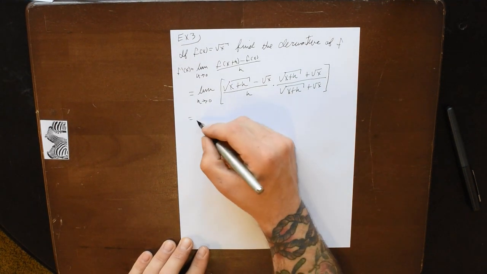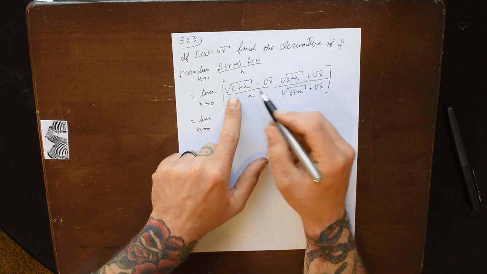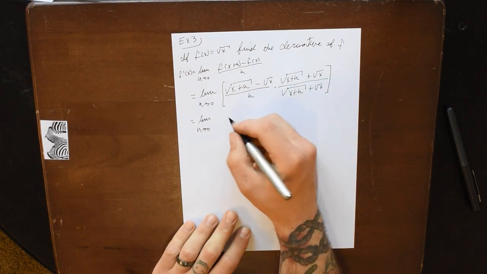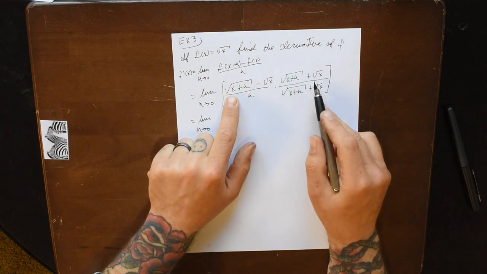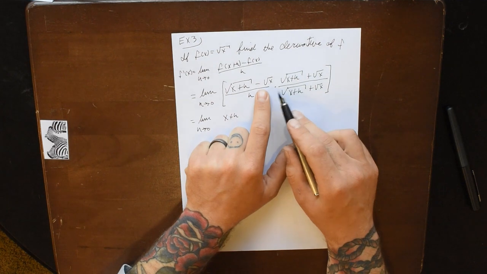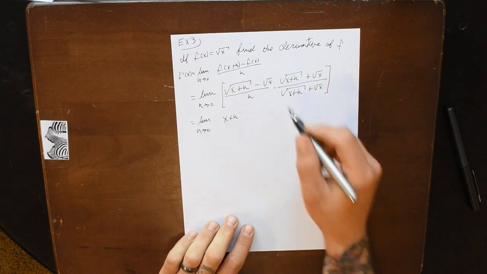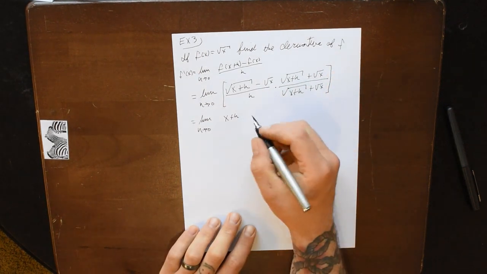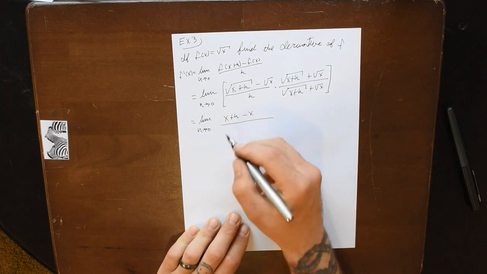That'll be equal to the limit as h goes to 0 of the square root of x plus h times the square root of x plus h, which will give us an x plus h. Square root of x plus h times the square root of x, minus the square root of x plus h times the square root of x. Those are going to cancel, and we're going to be left with negative square root of x times the square root of x, which gives us a minus x, all divided by h.